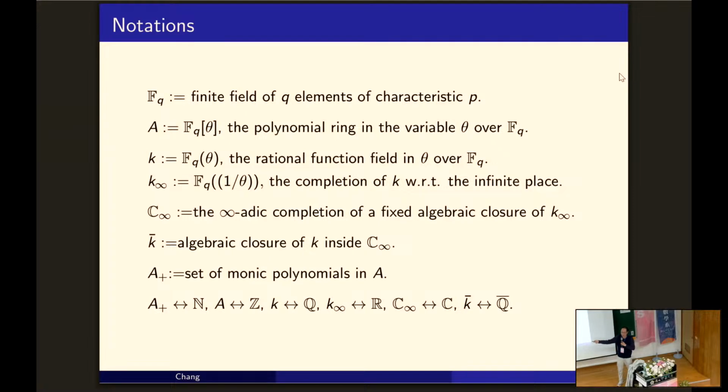So this is the picture for the analogy. A_plus is the analogue of the set of positive integers, A is the analogue of the integers, and K is the analogue of the rational numbers. K_infinity is the analogue of the real numbers, and C_infinity is the analogue of the complex numbers. And K bar is the analogue of algebraic numbers.